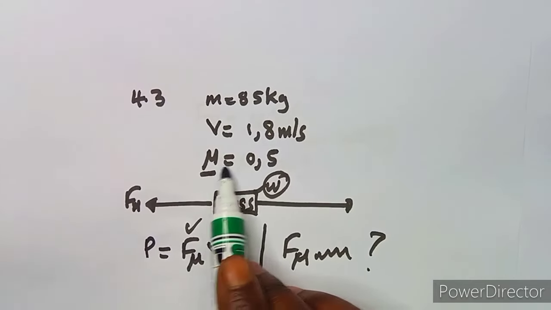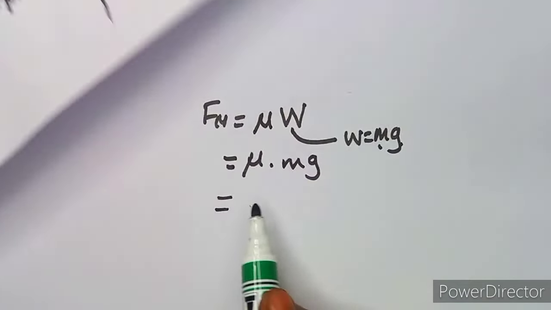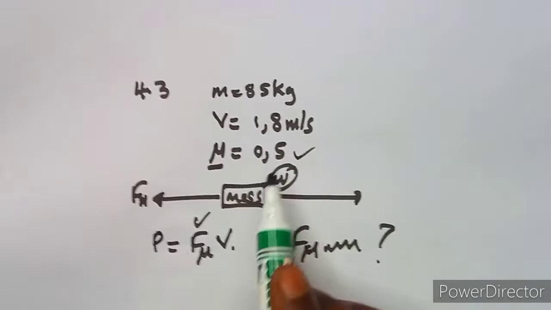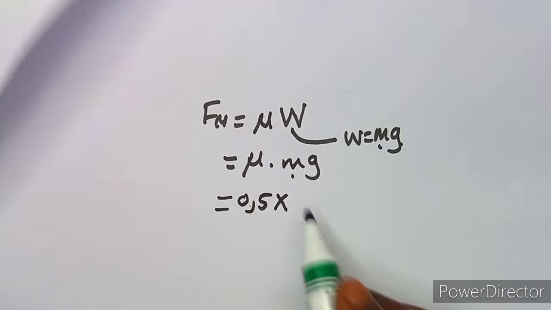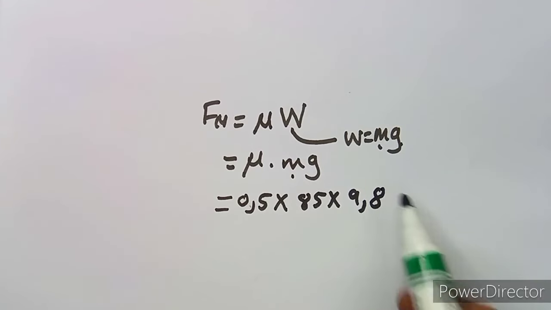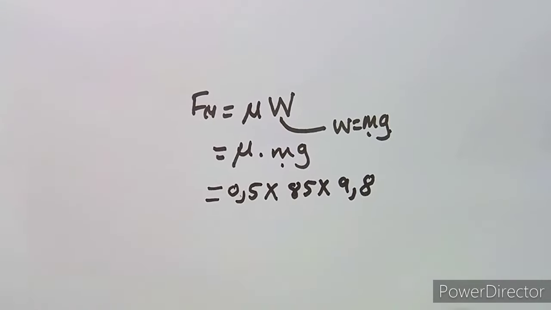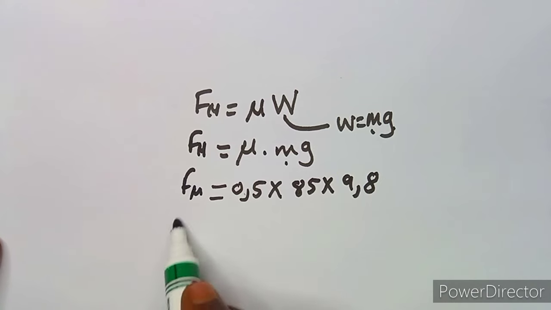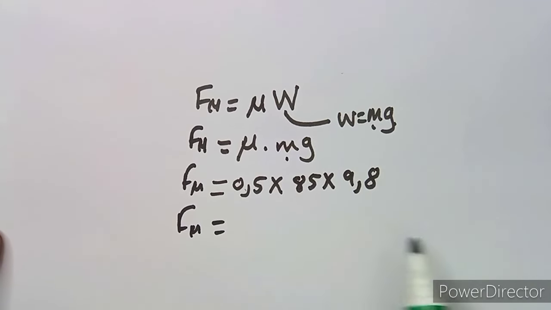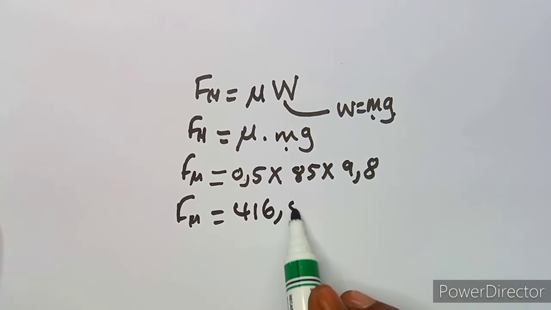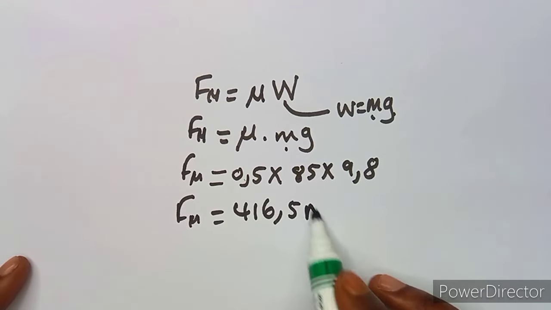You're given the coefficient of friction, which is 0.5, so you substitute 0.5 multiplied by the mass of 85 multiplied by g, which is 9.8. If I multiply these values together, I am obtaining the frictional force, which is going to give us something like 416.5 newtons. Remember, this is force.